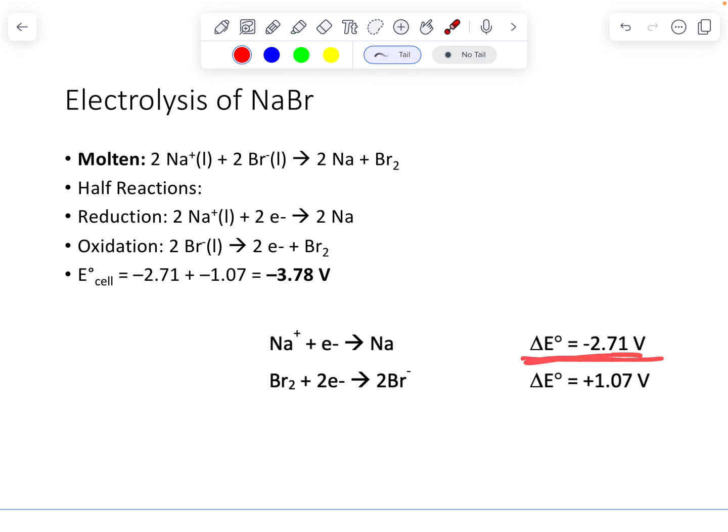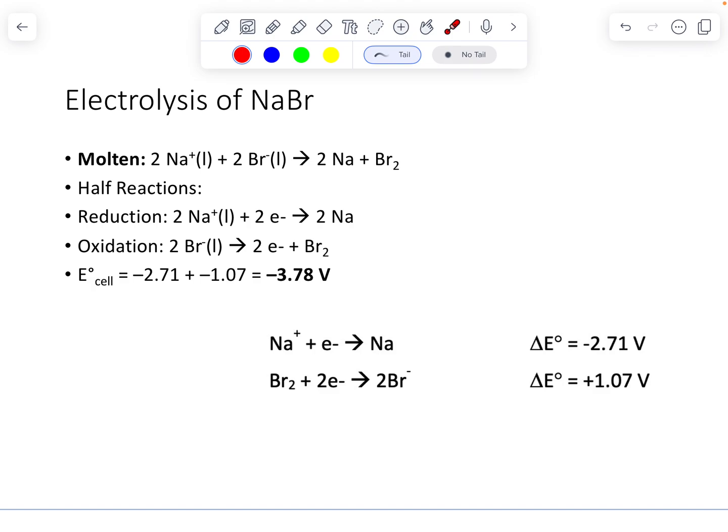And you look at there, that's the one that's more negative at the bottom there. And then we need to flip the bromine one so that it's getting oxidized. So we're going to have negative 2.71 plus negative 1.07 to get a voltage of negative 3.78. So that's how much voltage we have to apply. We have to apply at least that voltage, a minimum of negative 3.78 for that reaction to take place.